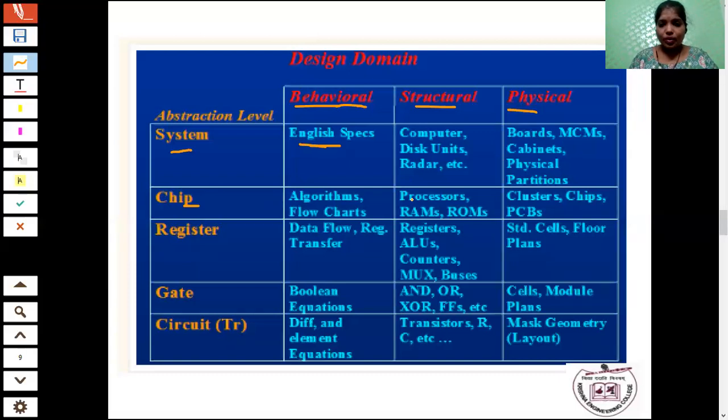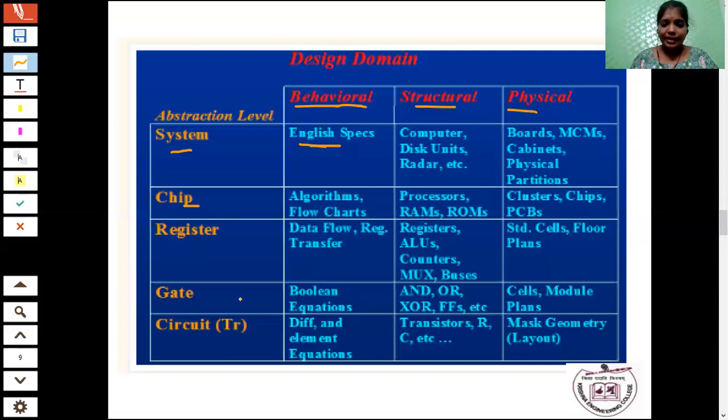Okay, like this we are going to mention here. In the physical domain, we are going to mention the size of the clusters, chips, and PCB boards. In a register level abstraction, it deals with the behavioral domain. We are going to mention the data flow, register transfers, and in a structural domain, we are going to mention the registers, arithmetic logic unit, mux, counter, buses. In the physical domain, we are going to define the standard cells and floor plan.